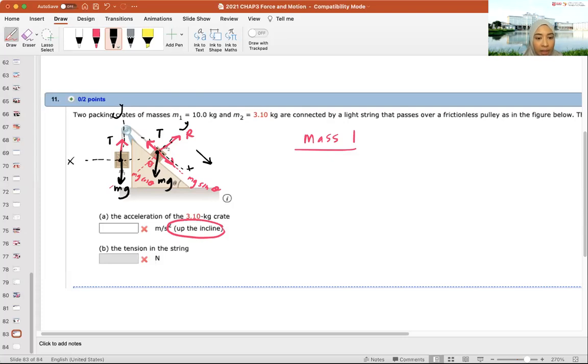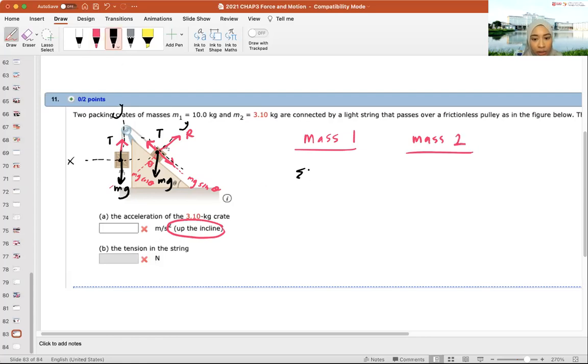So mass 2, the one on top of the crate on the incline, is moving this way. Right? So that is in the x-axis. But when this guy is moving left or right, this guy will move up or down. So what moves in mass number 1 is in the y-axis. So for mass number 1, our y-axis is equal to MA. But for our mass number 2, it is going to be FX. This is something that you need to take note of.